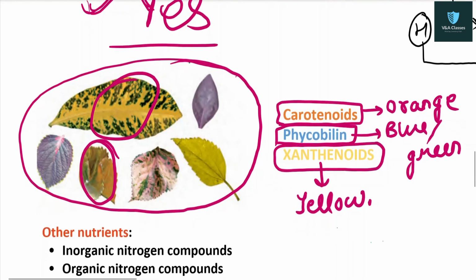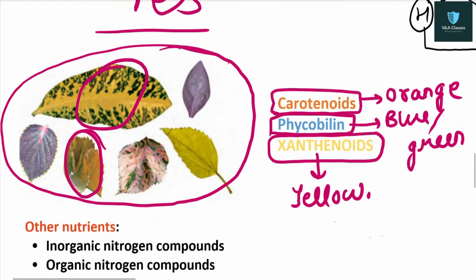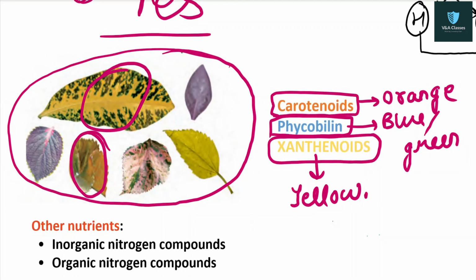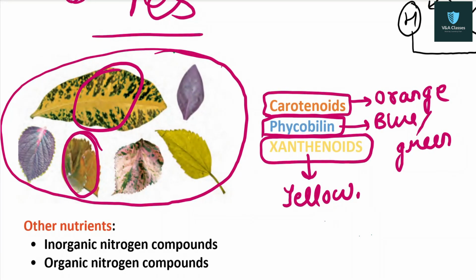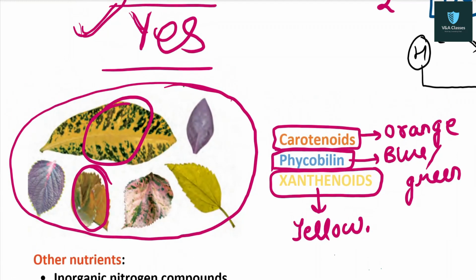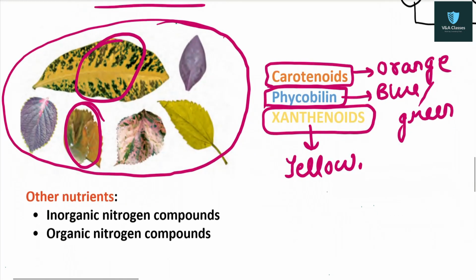So in this leaf the amount of chlorophyll is less and the amount of carotenoids and xanthophylls is more. Because of this, their leaves are not exactly green in color but have colors ranging from yellow to orange to some other color. So this is one small part which we need to understand.